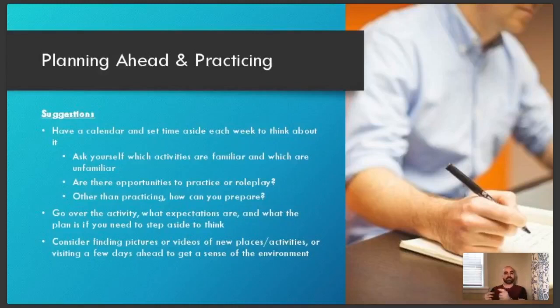Also, if you can't necessarily go to an environment ahead of time, look and see if you can find photos of the environment. Even pictures of the outside of a dentist office or the inside or of the dentist themselves, all of those things can be helpful. So those visuals are really important.